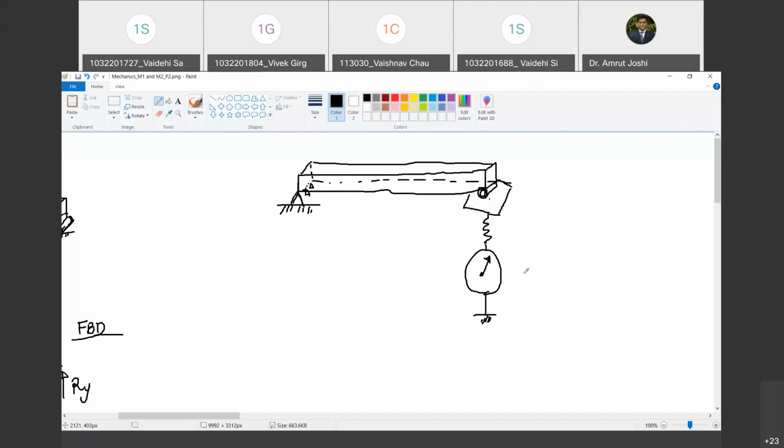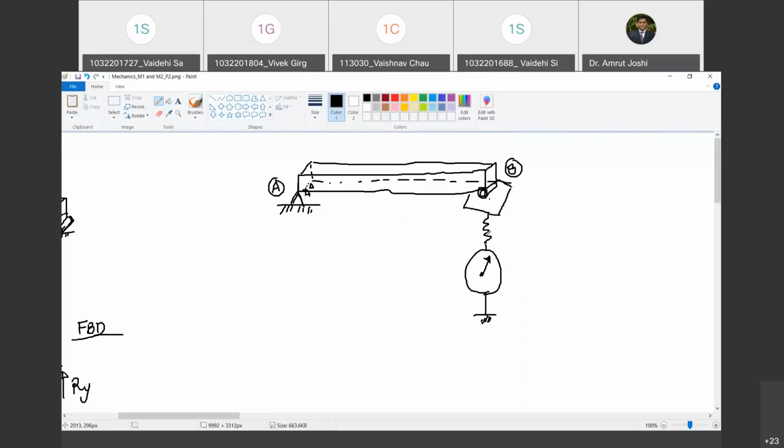Happy? Yes, sir. So I'm going to call this point as A. Let me call this point as B. Are you with me? Yes, sir. Now what is that we are going to measure in this experiment? So we are going to measure the reaction offered by the roller on the beam. Whatever is the reaction offered by the roller on the beam, same is the spring force. Do you agree with me?